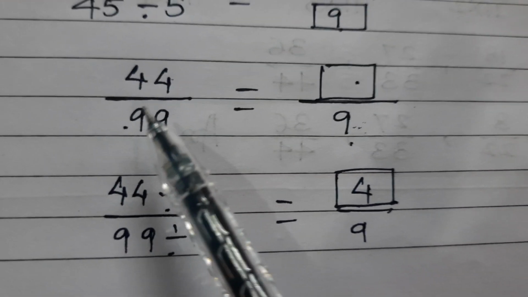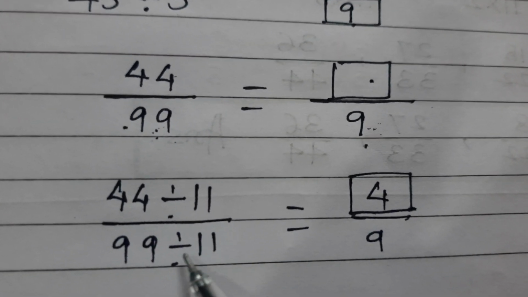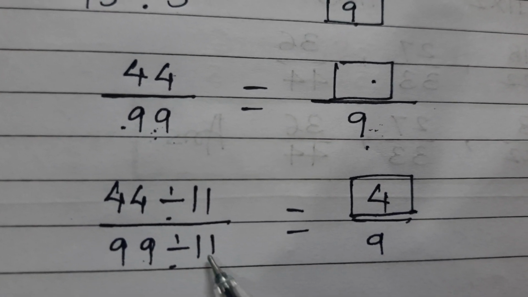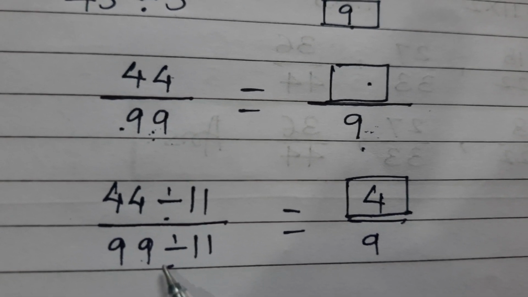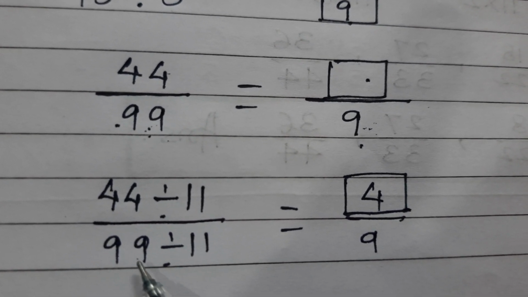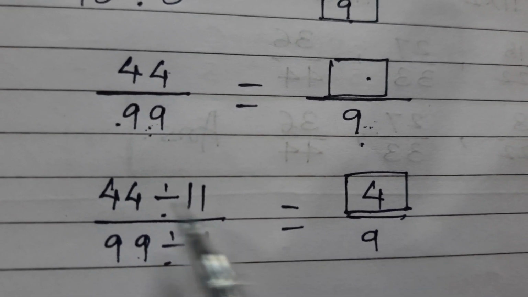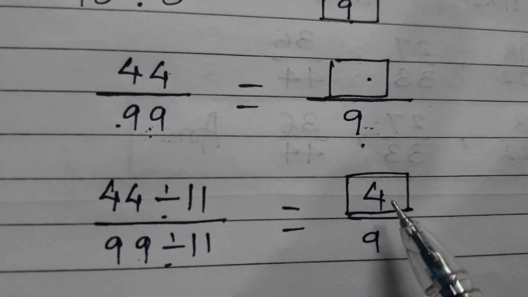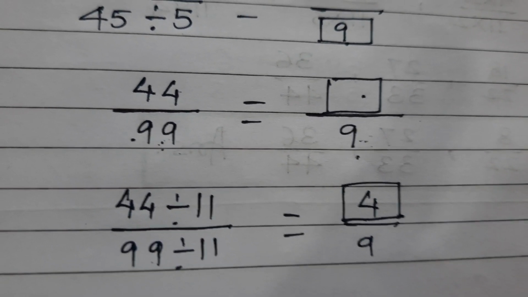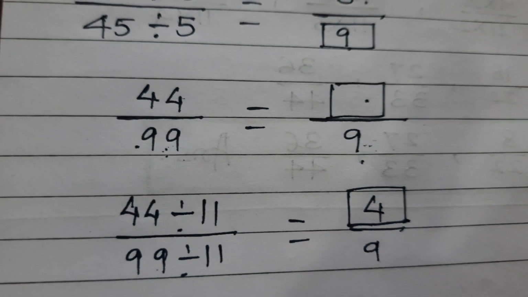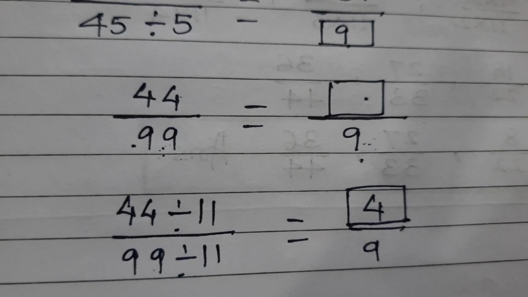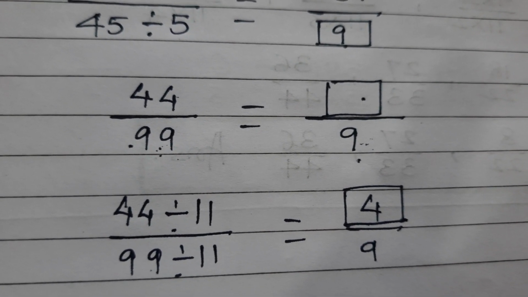This is the rule of finding equivalent fractions. So after dividing this 99 by 11 and this 44 by 11, 99 divided by 11 we get 9, and 44 divided by 11 we get 4. So this is the way you can find the missing numerator or denominator of an equivalent fraction.